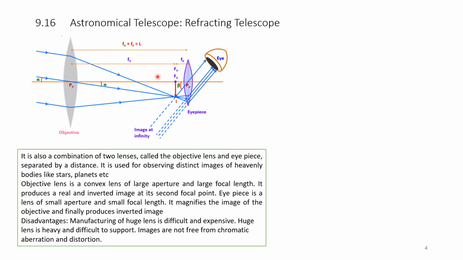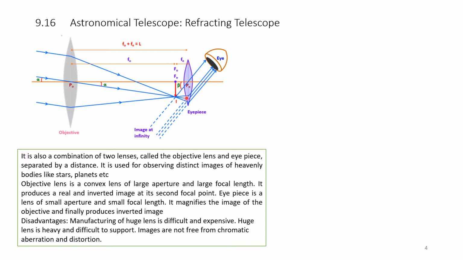It is used for observing distinct images of heavenly bodies, that is, astronomical means heavenly bodies, like stars and planets. The objective lens is a convex lens of large aperture. Please note, it has a large size, large aperture and large focal length, so f naught is also large. It produces a real and inverted image at the point fe.